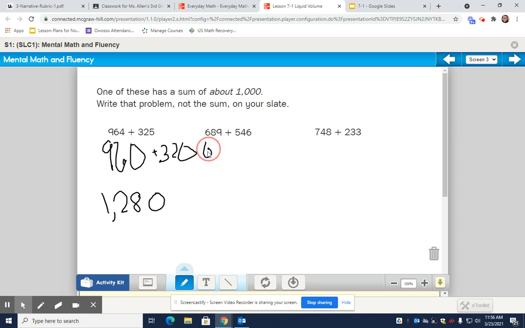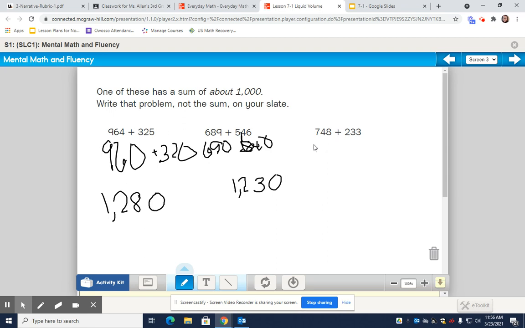For this one, I'm going to round up to 690. And for this one, I'm going to round down to 540. And now I'm going to start adding. And I have a 0. I have 13 in my tens place, but I'm going to carry that extra 10 over and make this a 6. So then I have 6 plus 6, which is 12. Once again, I've gone over that 1,000 mark. So let's look at this last one.